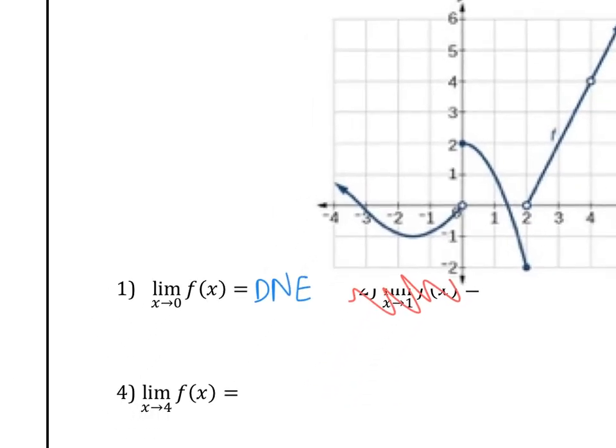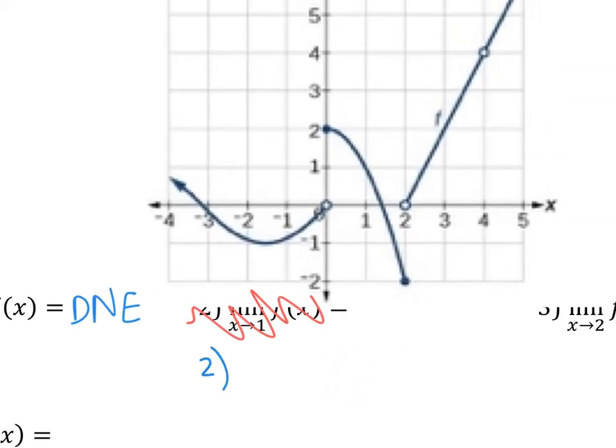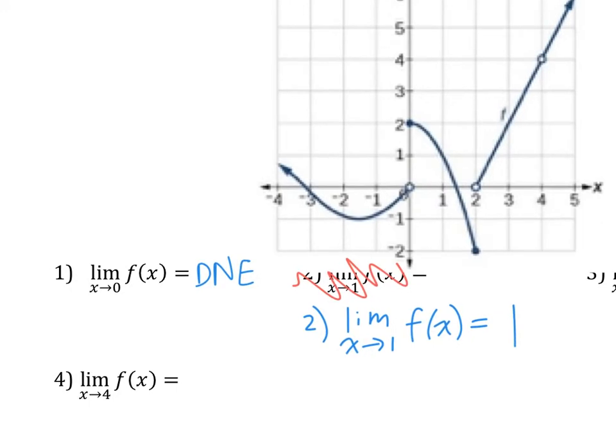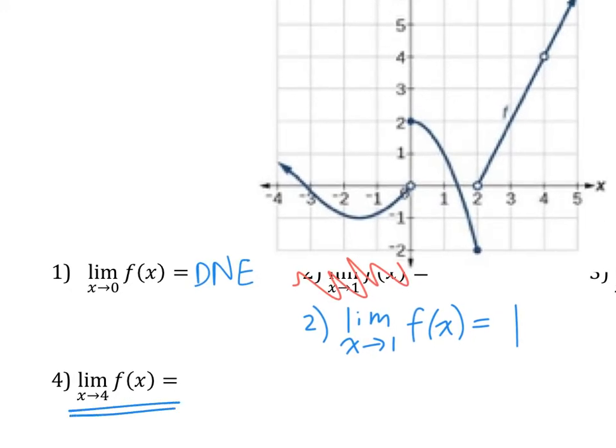Okay, let's try another one. Let's do number 2 here. Limit as x goes to 1, f of x. Oh, that's an easy one. Yeah. What's the answer? 1. That was too easy. Okay, try this one. Limit as x goes to 4. 4. Yes. Good. Where is 4? 4 is gone. Okay, so let's kind of talk about limit again.